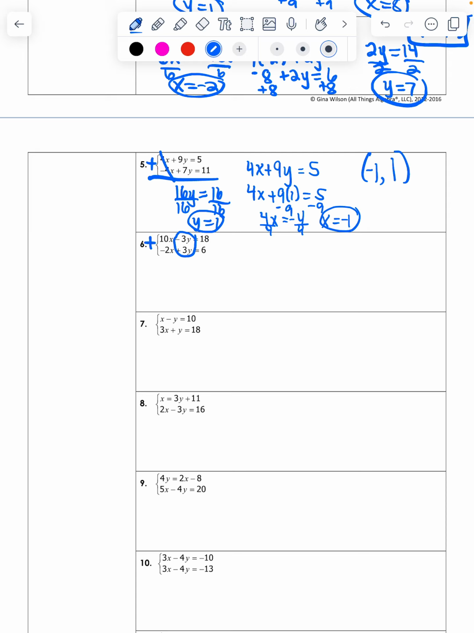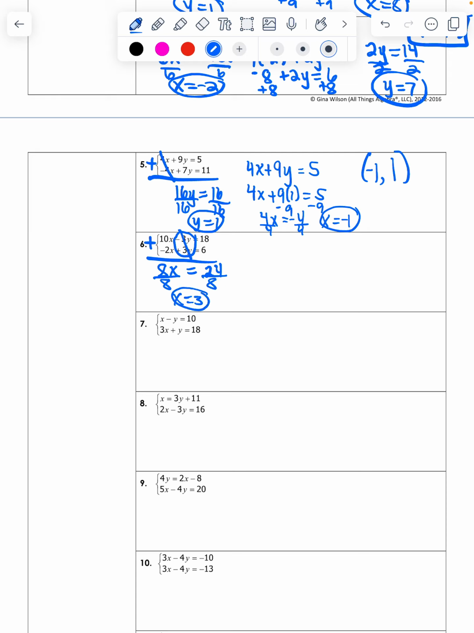If we take these two equations and we add them, negative 3y and positive 3y will cancel out because when you add opposites together, they equal 0. So we would take these two equations and add them. So 10x plus negative 2x would be 8x, which we can always use our calculator to help us out. You would just, if you needed to, type in the numbers, no x's. And then 18 plus 6 is 24. Dividing by 8, we get x equals 3.